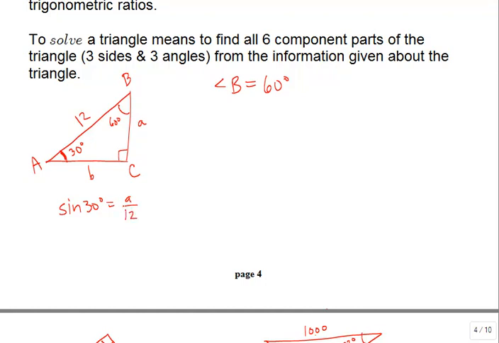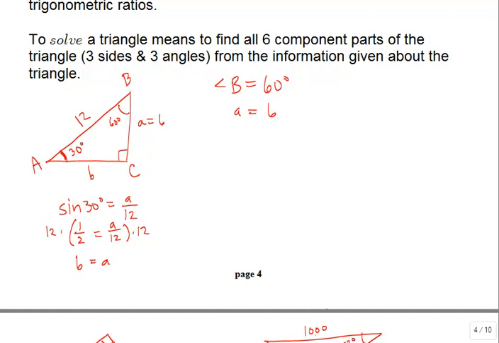Now on this particular example, you are given a very nice angle, sine of 30 degrees. This is one that I would expect you to have memorized. That's the same as pi over 6. So what's the sine of pi over 6? It's equal to a half. You need to have that memorized. So this just becomes 1/2 is equal to a over 12, and to solve that for a, I'm just going to multiply both sides by that 12. 1/2 of 12 gives me 6. So we now know that side A is equal to 6.